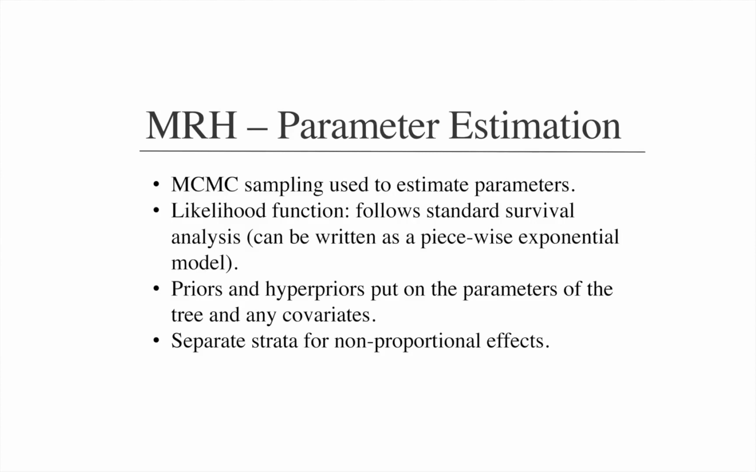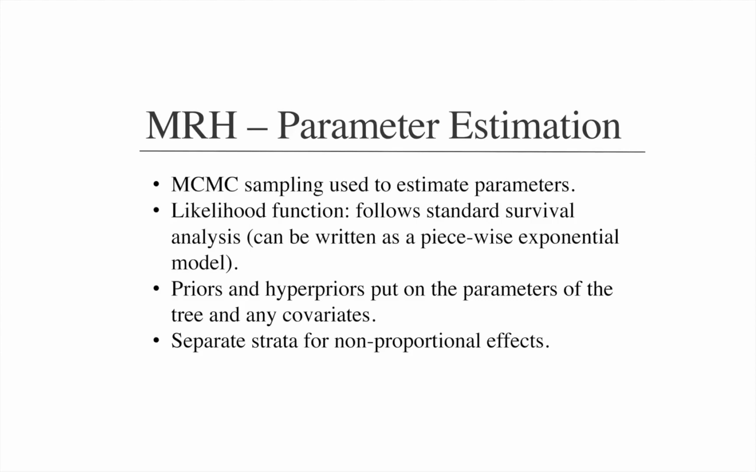Again, because this is a Bayesian model, we use MCMC sampling to estimate parameters. I'm not showing the likelihood function here, but it can be written as a piecewise exponential model, which is convenient for notational purposes. It has the strength of the tree behind it, so that gives it some advantage in certain scenarios when compared to the piecewise exponential model, but they can be written in the same manner. And then we put priors and hyperparameters and hyperpriors on the parameters of the tree.